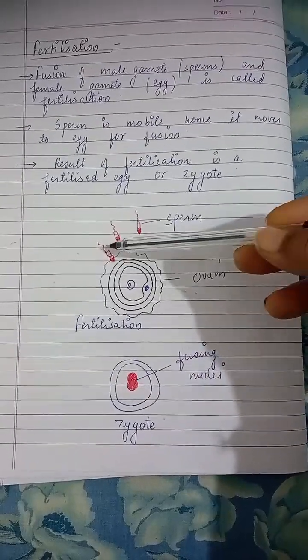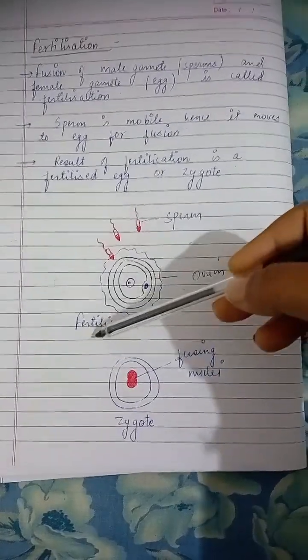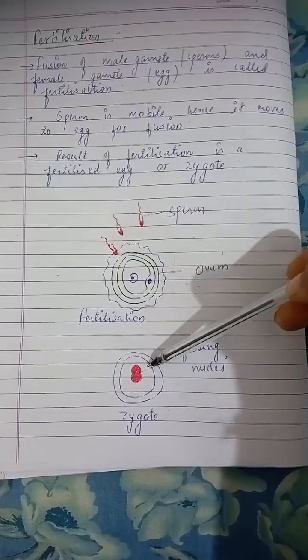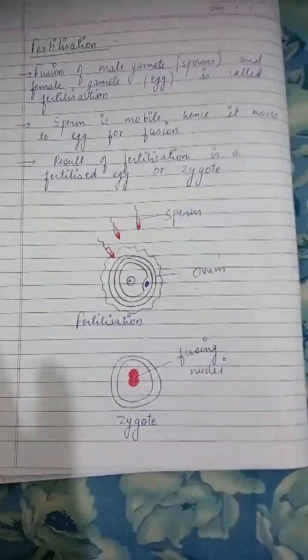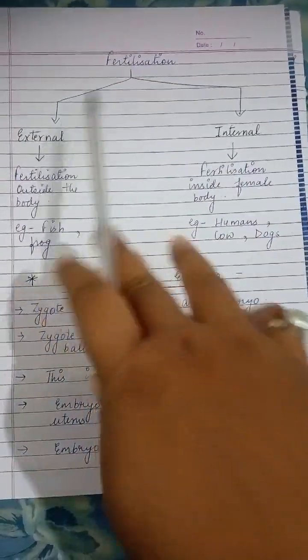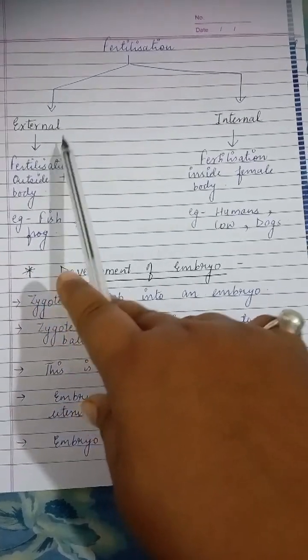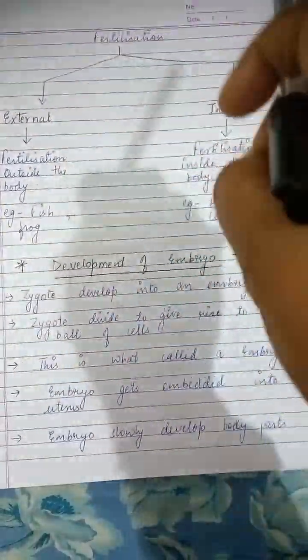This process where the fusion of male gamete and female gamete takes place is known as fertilization. After the fusion, they form a different structure known as zygote. Correct? Talking about fertilization, there are basically two types of fertilization. One being the external fertilization, the other being the internal fertilization.